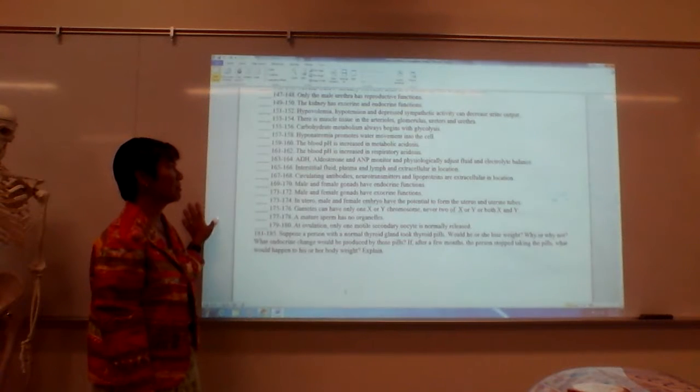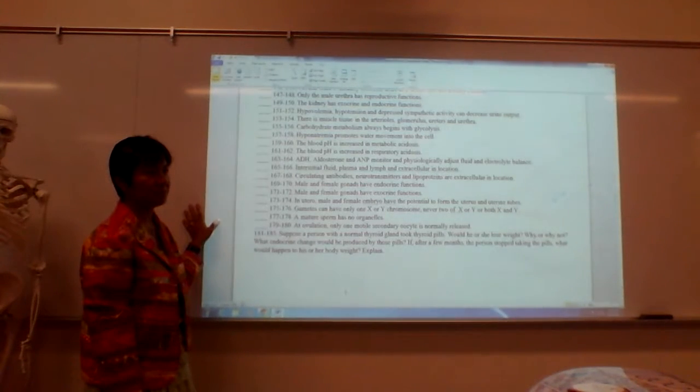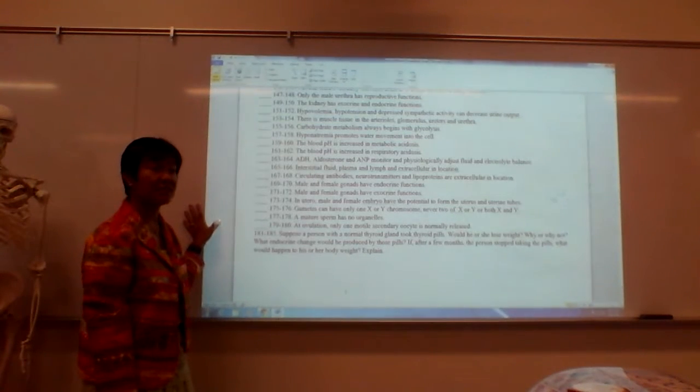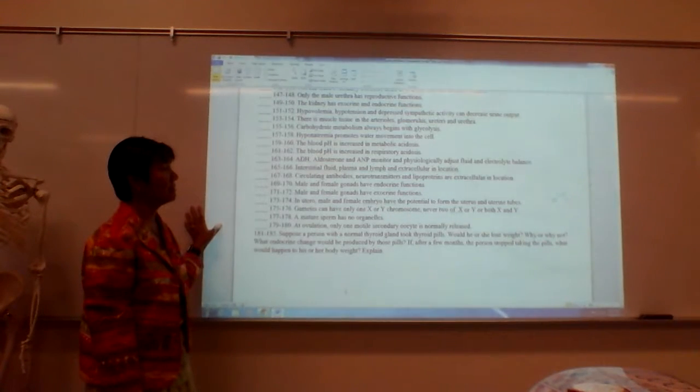Circulating antibodies, neurotransmitters, and lipoproteins are extracellular information. Interstitial fluid, plasma, and lymph. Extracellular meaning they're outside the cell. Yes, they're outside the cell, right? When they're circulating, they're outside the cell.